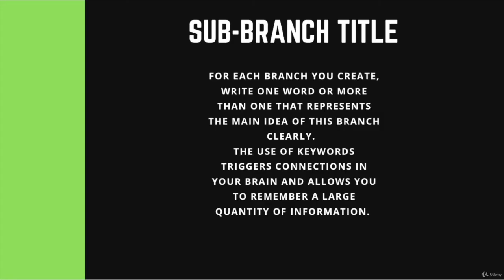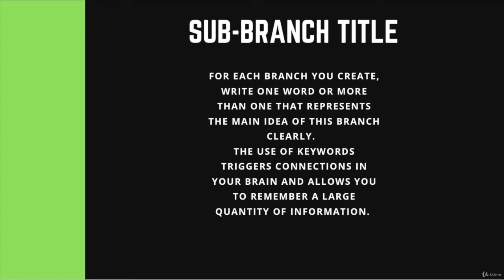So, the sub-branch title. For each branch you create, you write one word or more than one that represents the main idea of this branch clearly. The use of keywords triggers connections in your brain and allows you to remember a large quantity of information. So all the different keywords, they link up. Starting with the main idea's keyword, you're going to have a lot of different keywords that are going to give you all the different branches.